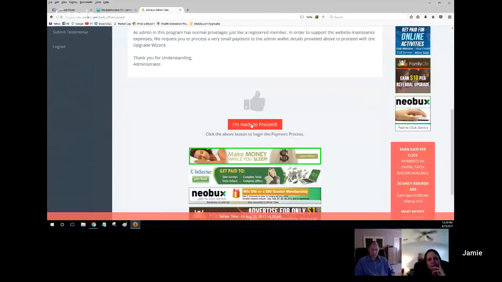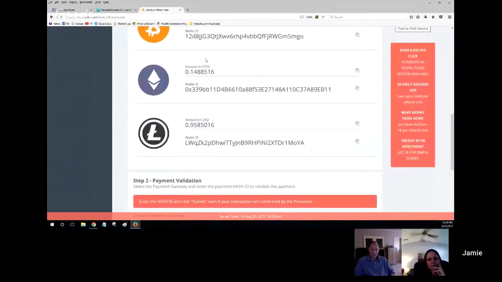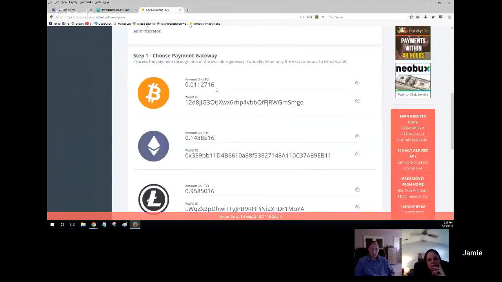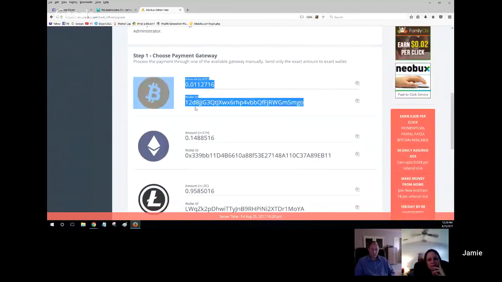So how do you do it? You go, I'm ready to proceed, and you can use Bitcoin, Ethereum, or Litecoin. So let's say you're using Bitcoin, and you just copy and paste the address and amount into your Bitcoin wallet. Coinbase, what do people use? Coinbase, BitPay, Zap, Blockchain. If you need a wallet, get a hold of me. We'll get you a wallet.